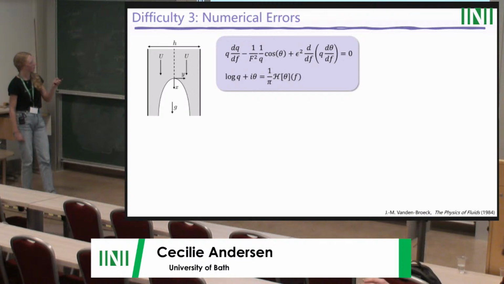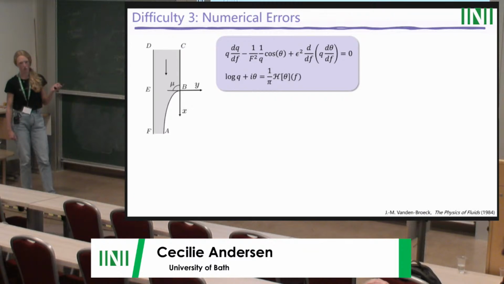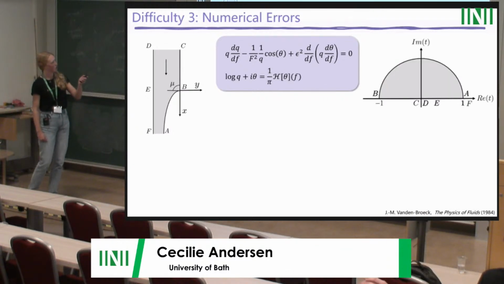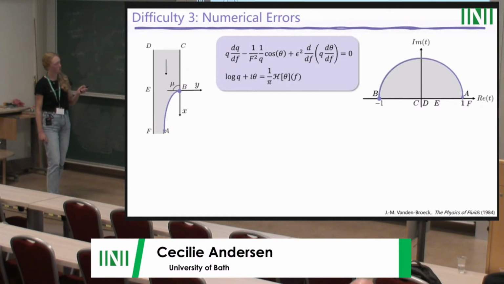So here I've taken the rising bubble problem, I've chopped it in half down the symmetry axis, and then we're going to map it to the t-plane just because that's more convenient for the numerical method. So now the free surface lies on the outside of that half unit circle.